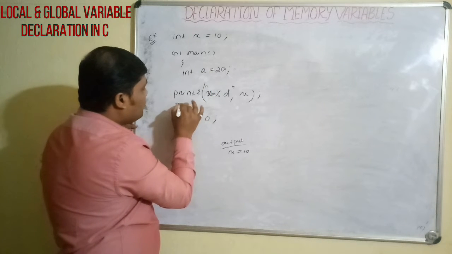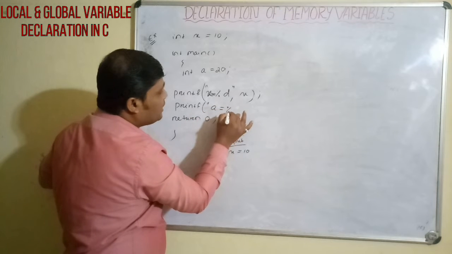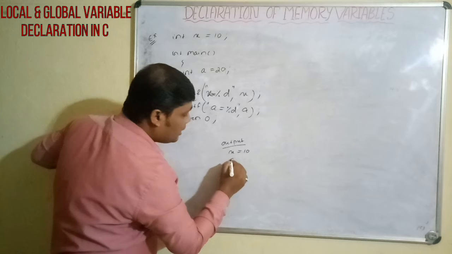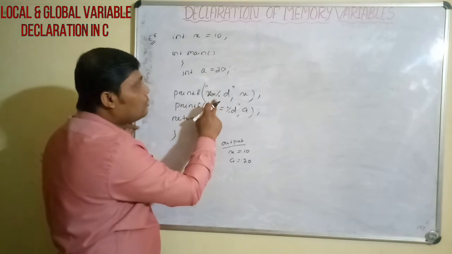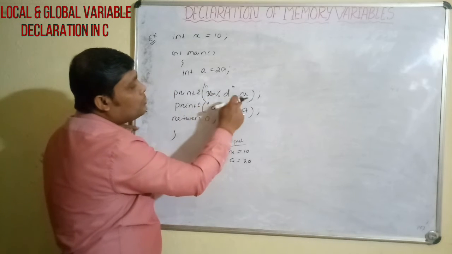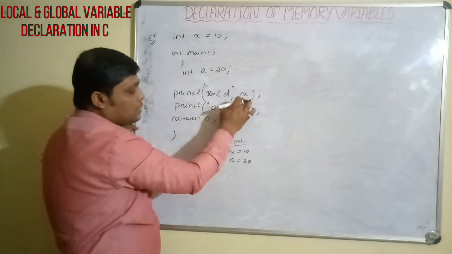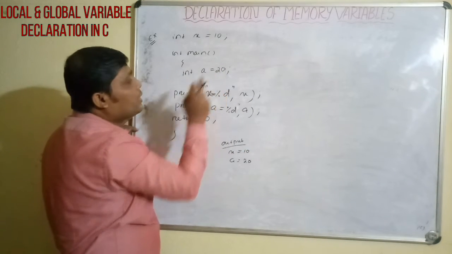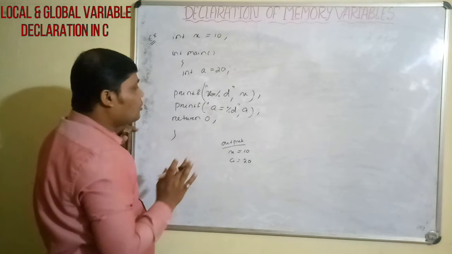Now see, suppose I am printing here, printf a equal to %d, then a. So what will it print? A equal to 20. Here x is the global variable and a is the local variable. Here x equal to %d, x means it will print the value of global variable x. So it will print x equal to 10. Now I have taken the local variable a equal to 20, so it will print a equal to 20. Clear? There is no doubt.